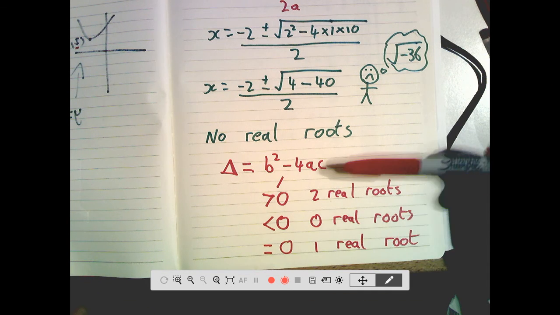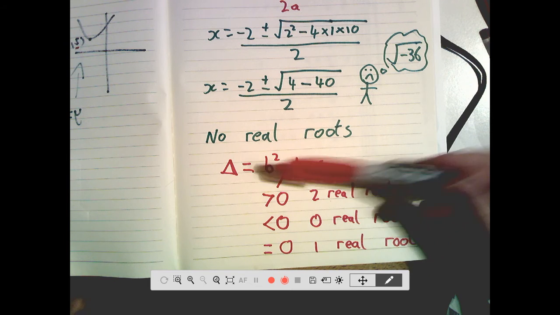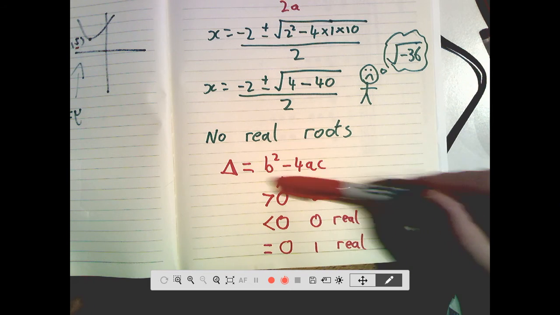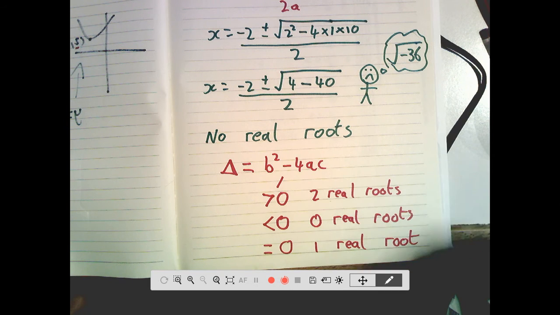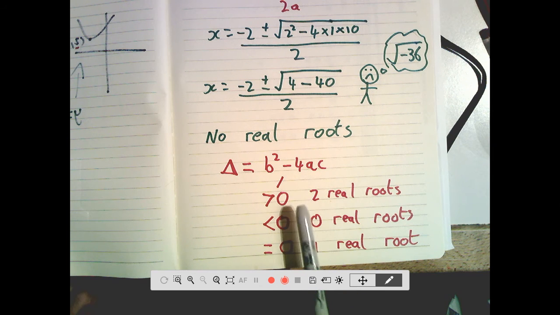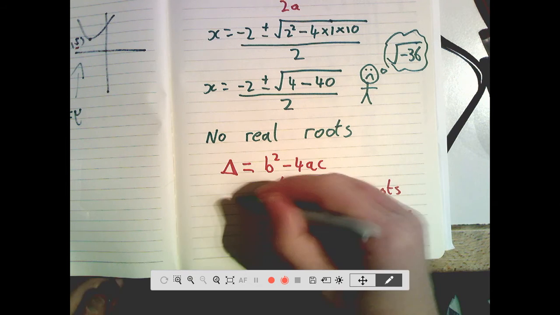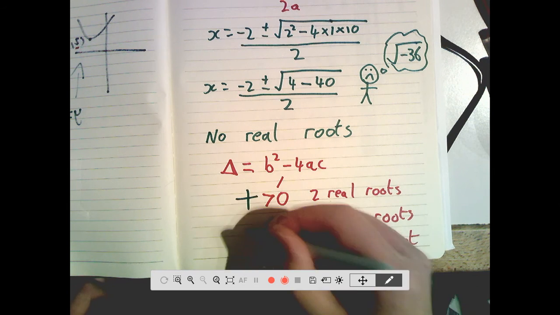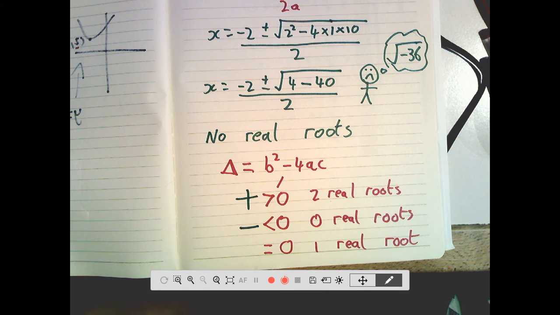So just to summarize, this is the discriminant. It is b squared minus 4ac. That is part of the quadratic formula. And you can tell what the nature of the quadratic is. By that, I mean you can work out how many roots it has based on whether this is a positive number, a negative number, or 0. So if it's a positive number, it has 2 real roots, negative, no real roots. And if it's exactly 0, that just means you're going to end up with 1 real root, which, if you recall, is where the parabola kisses the x-axis.